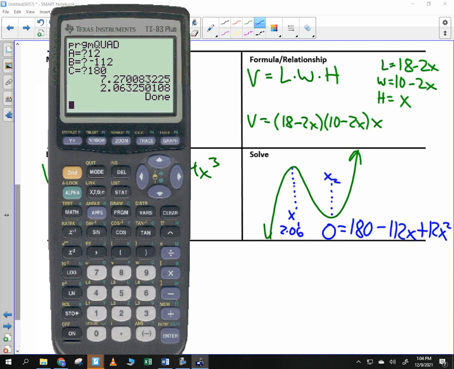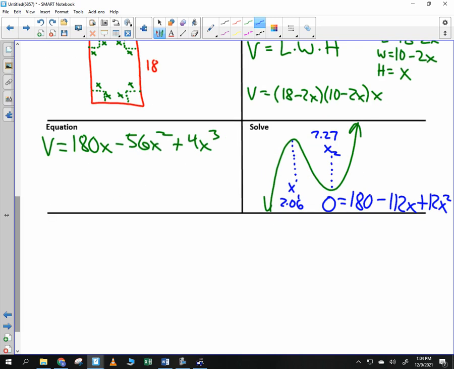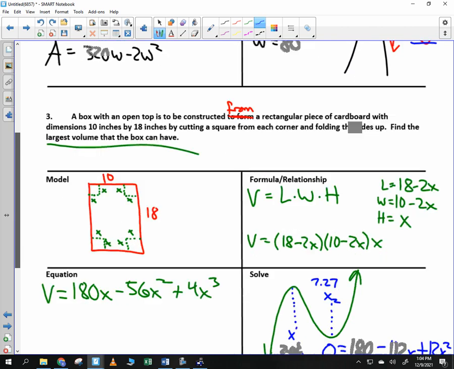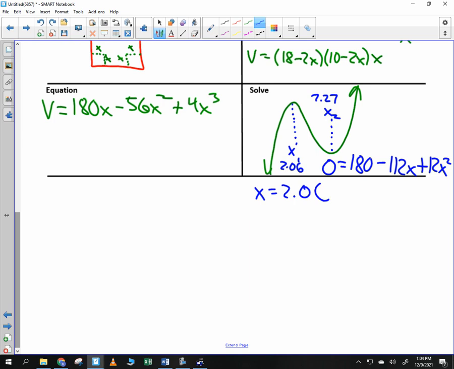So 2.06 and 7.27. Do you want the smaller one or the bigger one? You want the smaller one in this situation because it produces the maximum. Okay, let me try again. What's the goal of the problem? Largest volume. Do you agree that that's going to be the largest volume and that's the smallest? Yeah. That's why we want that one. Now watch what happens if you use the second one, 7. Suppose that x was 7. Could you cut 7 off of this side and 7 off of that side? No. You would get a negative dimension, wouldn't you? See that? It doesn't even work in the problem. But 2.06 does. So 2.06 is what we should cut.